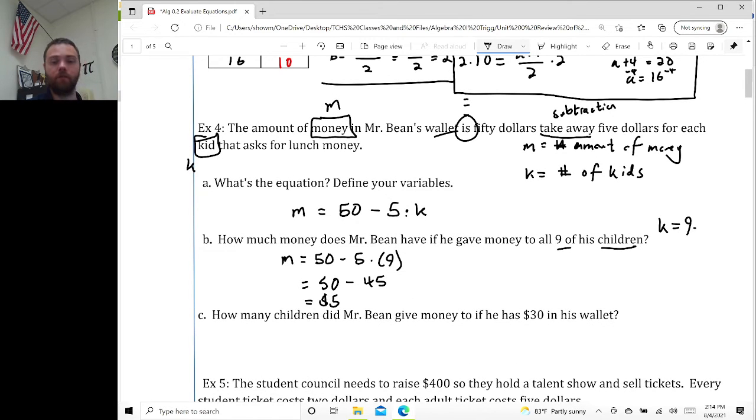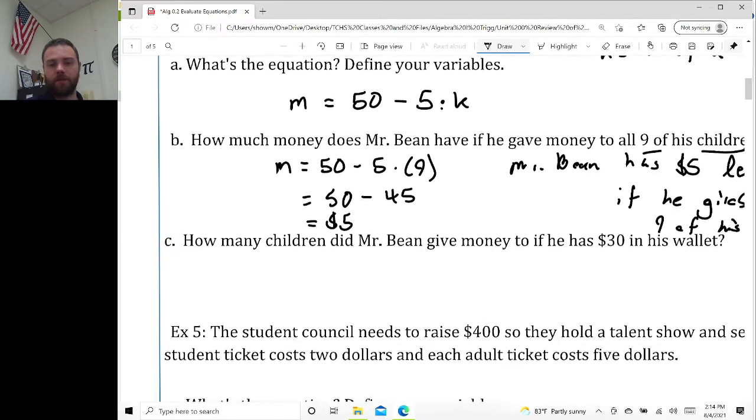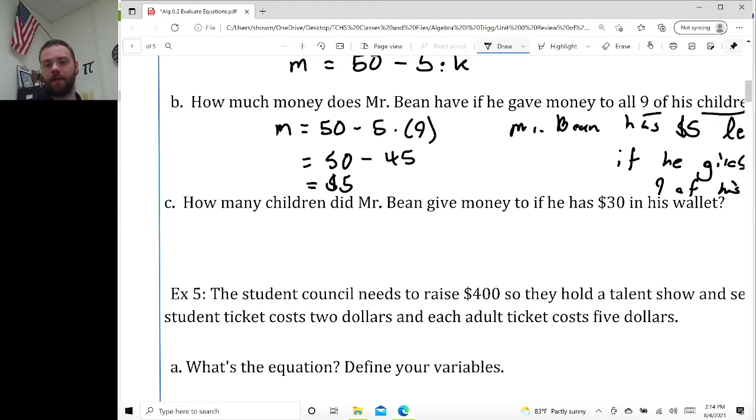And it's important to understand what you're doing whenever you're plugging these equations in. Don't just plug and chug and then get the answer. Understand what the answer means. So how much money does Mr. Bean have if he gave money to all 9 of his children? Well, Mr. Bean has $5 left if he gives money to all 9 of his children. And that's pretty good. He's still got some money left over after feeding 9 kids. That's pretty good. How many children did Mr. Bean give money to if he has $30 in his wallet?